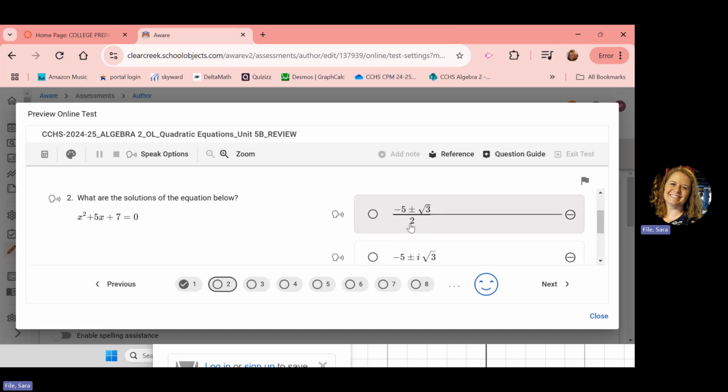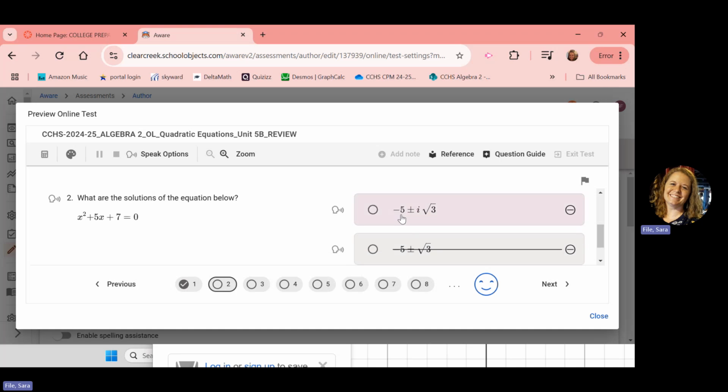Now, the only difference in these two that are left is that this one is over 2 and this one is not. So what you need to remember is your quadratic formula: x is equal to -b plus or minus the square root of b squared minus 4ac, all over 2a. Remember, your a is the coefficient of x squared, so that's a 1. Your b is the coefficient of x, which is +5, and your c is the constant, which is 7.